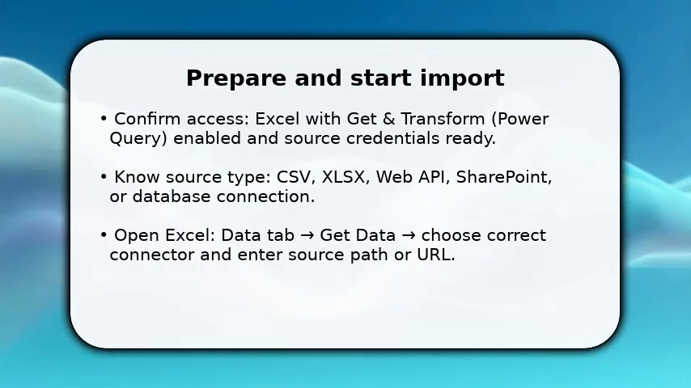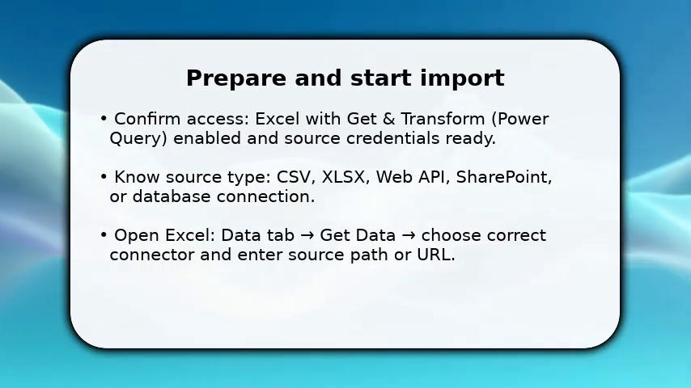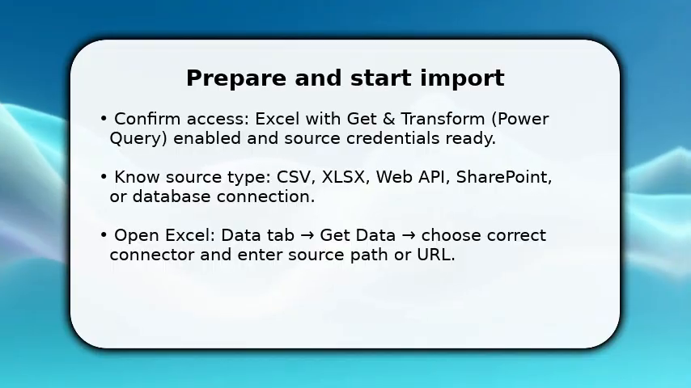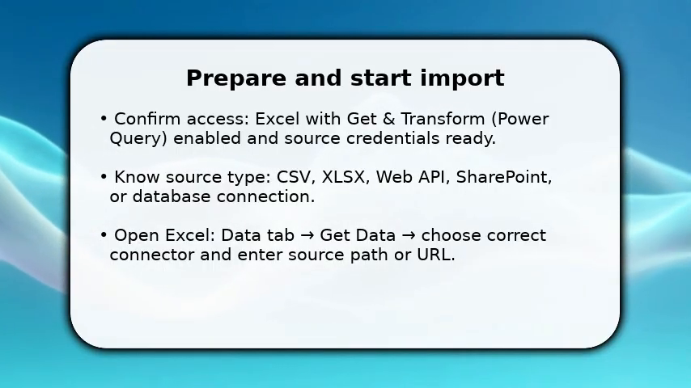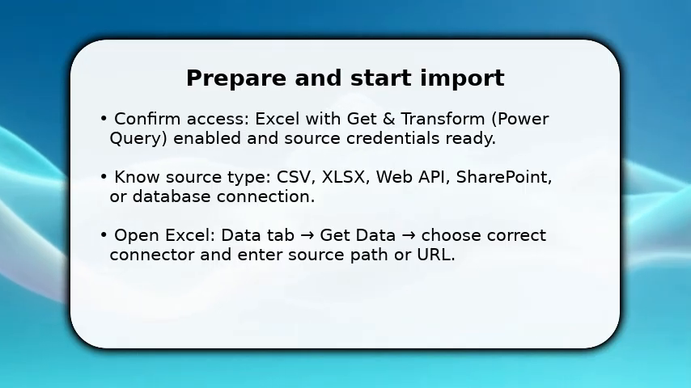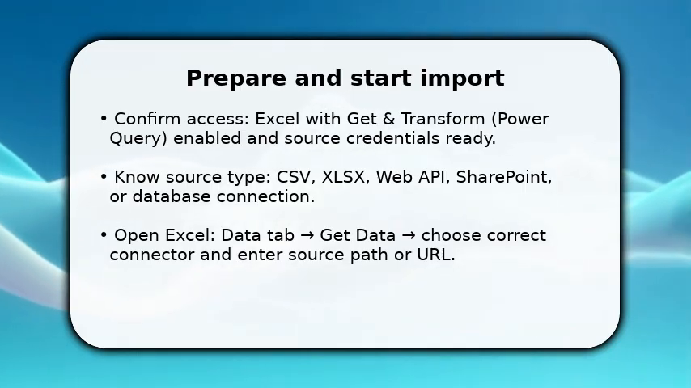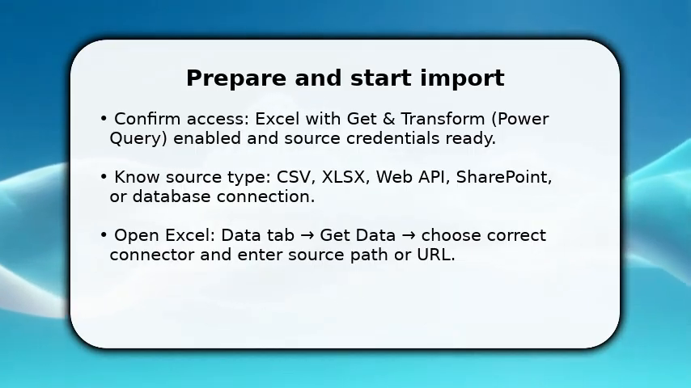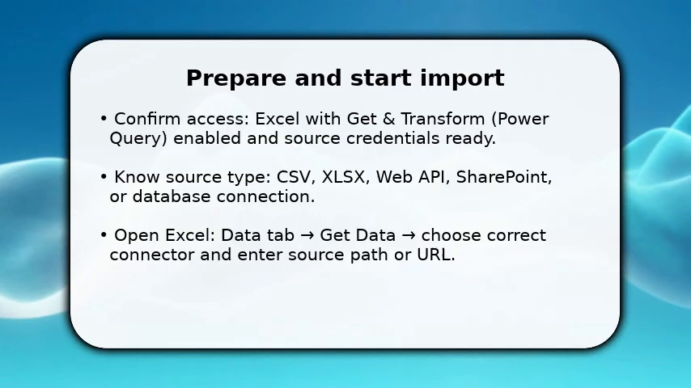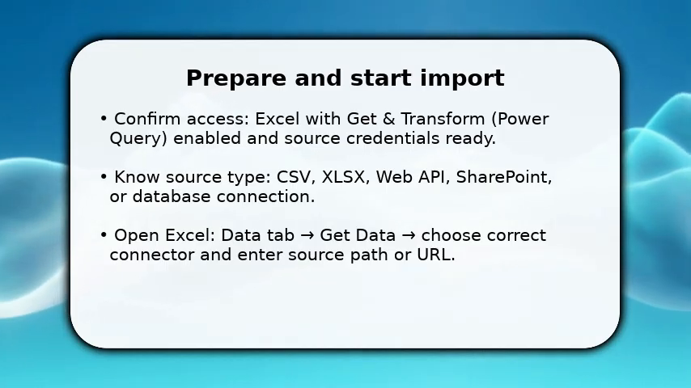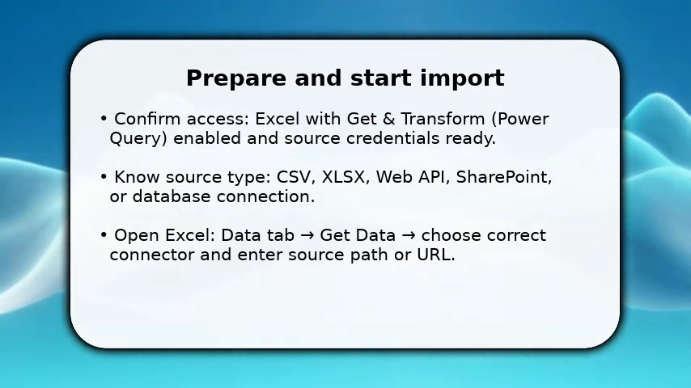You begin by preparing exactly what Excel needs. A licensed desktop Excel with Get and Transform enabled and your source credentials available. Once you have that, open the Data tab and choose Get Data. Pick the correct connector for CSV, XLSX, Web, SharePoint, or Database. Make sure to enter the precise file path or URL and authenticate when prompted. This links Excel directly to the source so you can import reliably and repeatably.